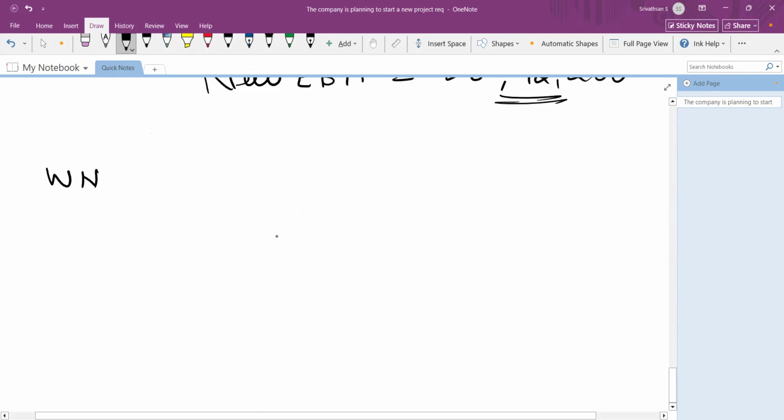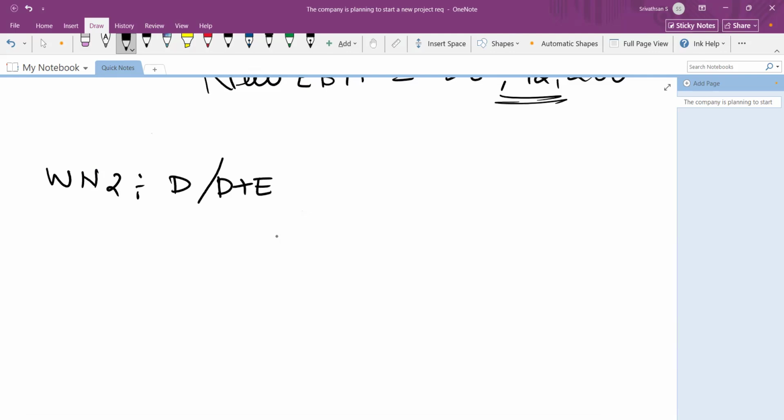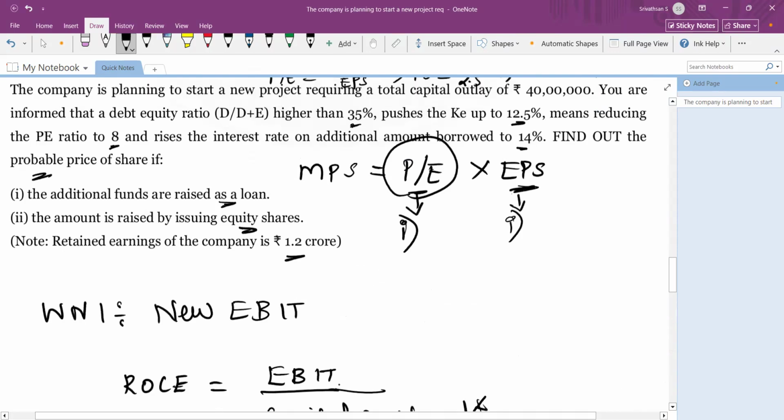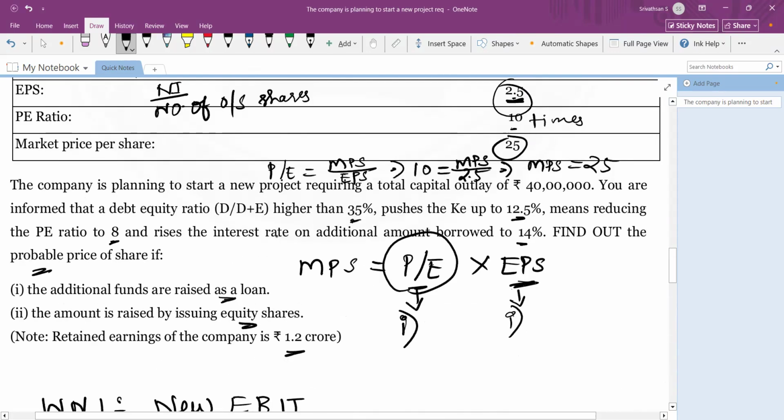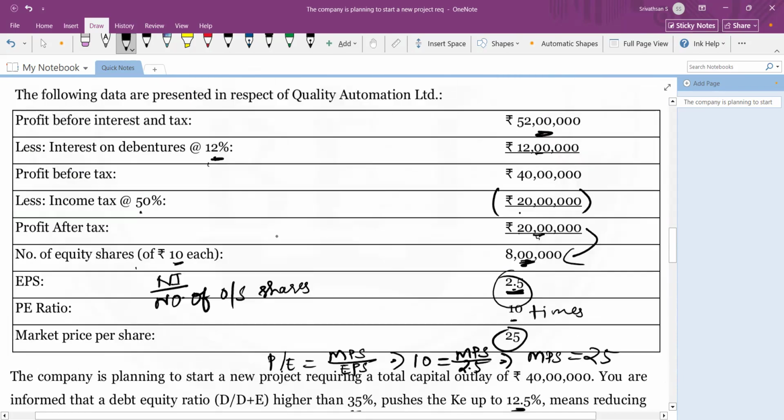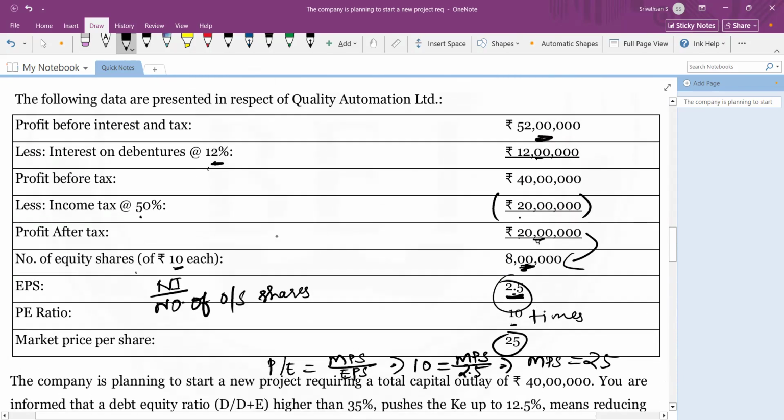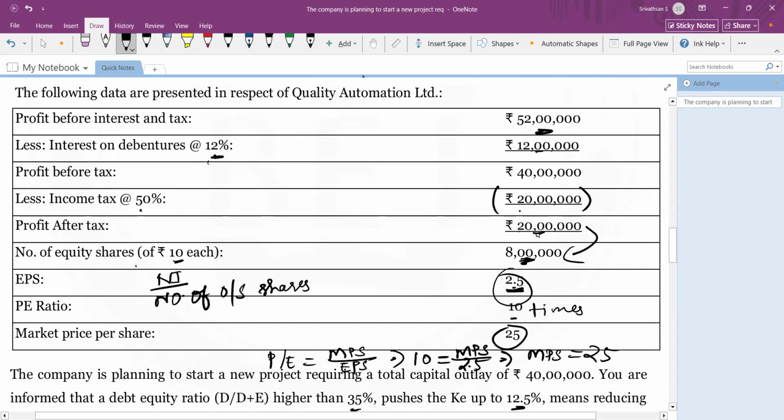So working note 2, debt by debt plus equity ratio. Under option 1, what will be the debt by debt plus equity ratio? Under option 1, we are raising this additional capital of 40 lakh rupees in the form of a loan, and already we have an existing debenture of 10 million. Why? Because this 12 lakh is just 12 percentage of the total value of debt. 12 lakh divided by 12 percentage gives 10 million. So we have an existing debt of 10 million.